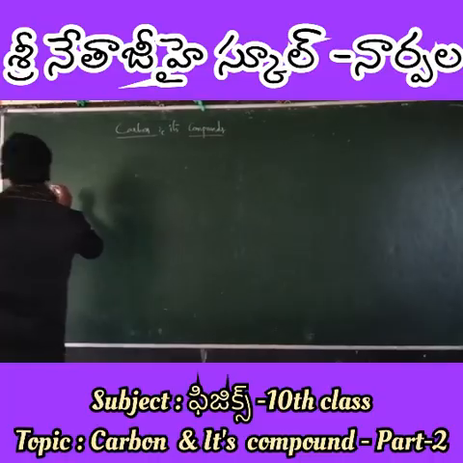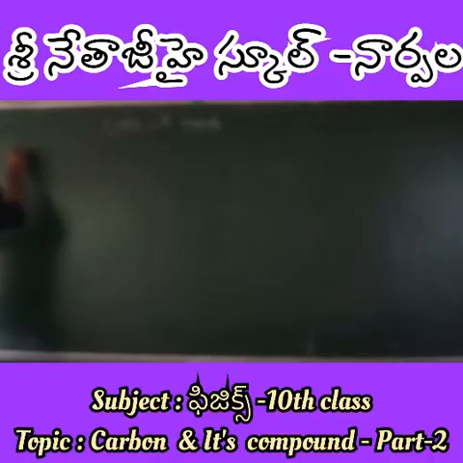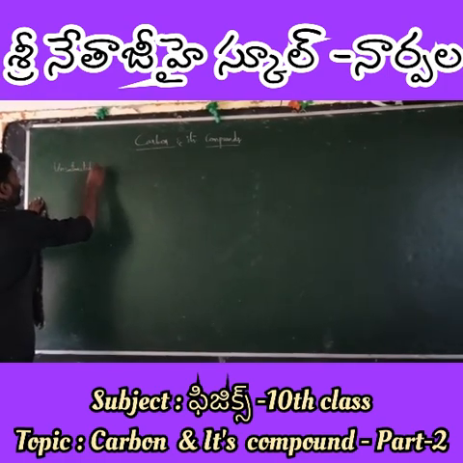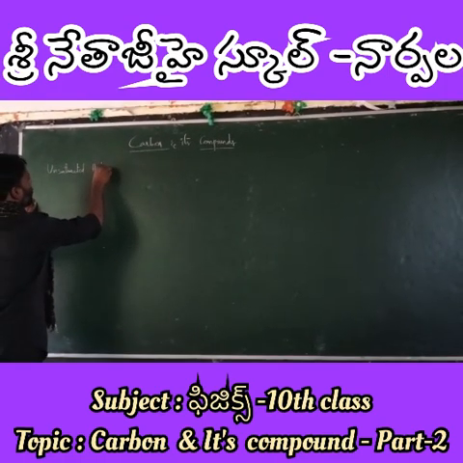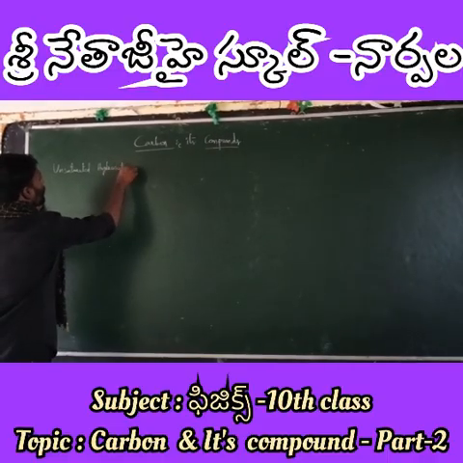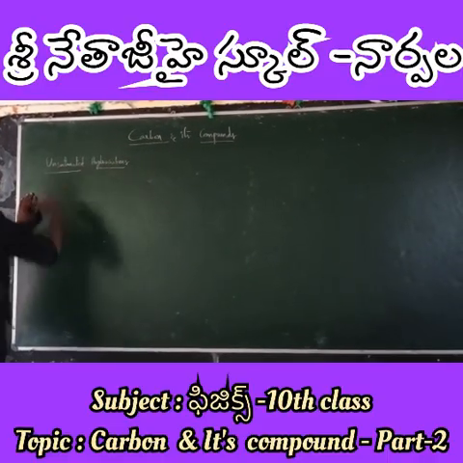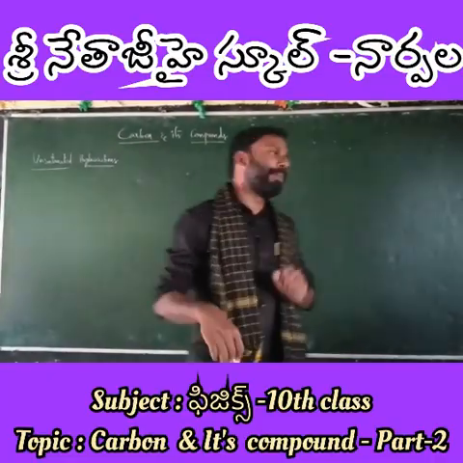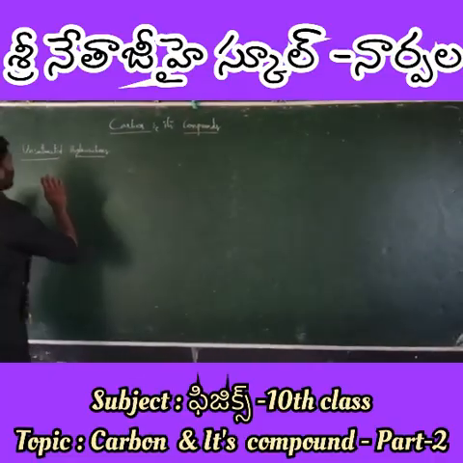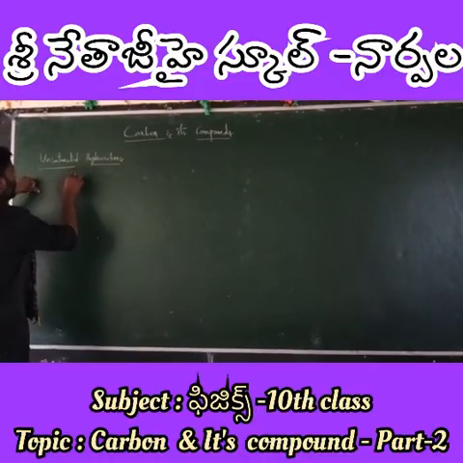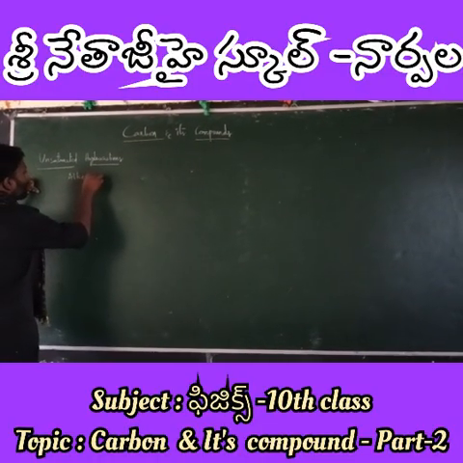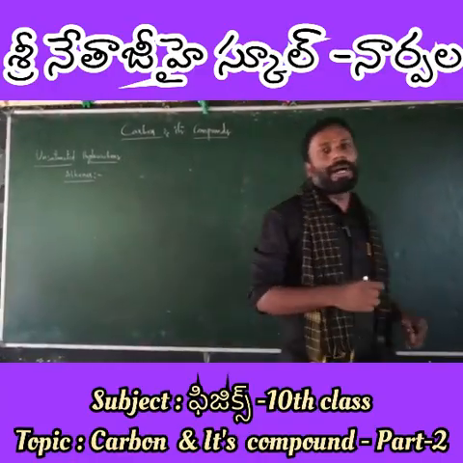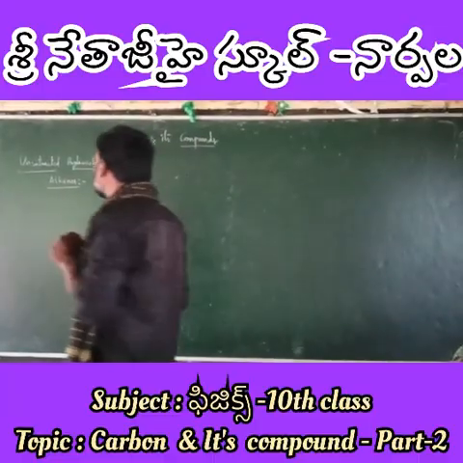Now we will study in detail about unsaturated hydrocarbons. So unsaturated hydrocarbons must contain either a double bond or a triple bond in between carbon atoms. So in unsaturated hydrocarbons, first let us discuss alkenes. I already told you alkenes are the unsaturated hydrocarbons with a double bond in between them.